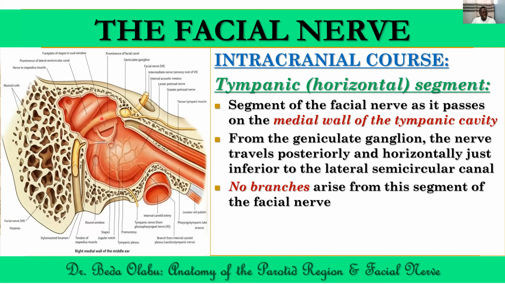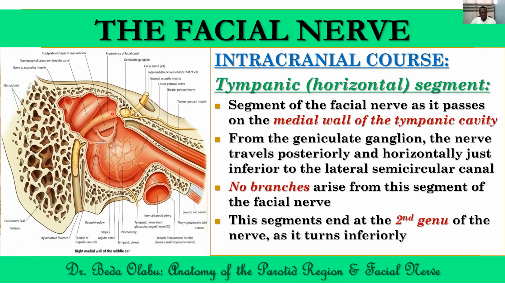Don't confuse that with the tympanic membrane. Remember, tympanic membrane is the lateral wall of the tympanic cavity. There are no branches given from this particular segment of the facial nerve, so no big deal. This segment ends on a second bend, not as sharp as the first one, but that's the second genu of the facial nerve. That second genu sees to it that now the nerve turns from being horizontal to being vertical, in what will take us to the last segment of the intracranial facial nerve.